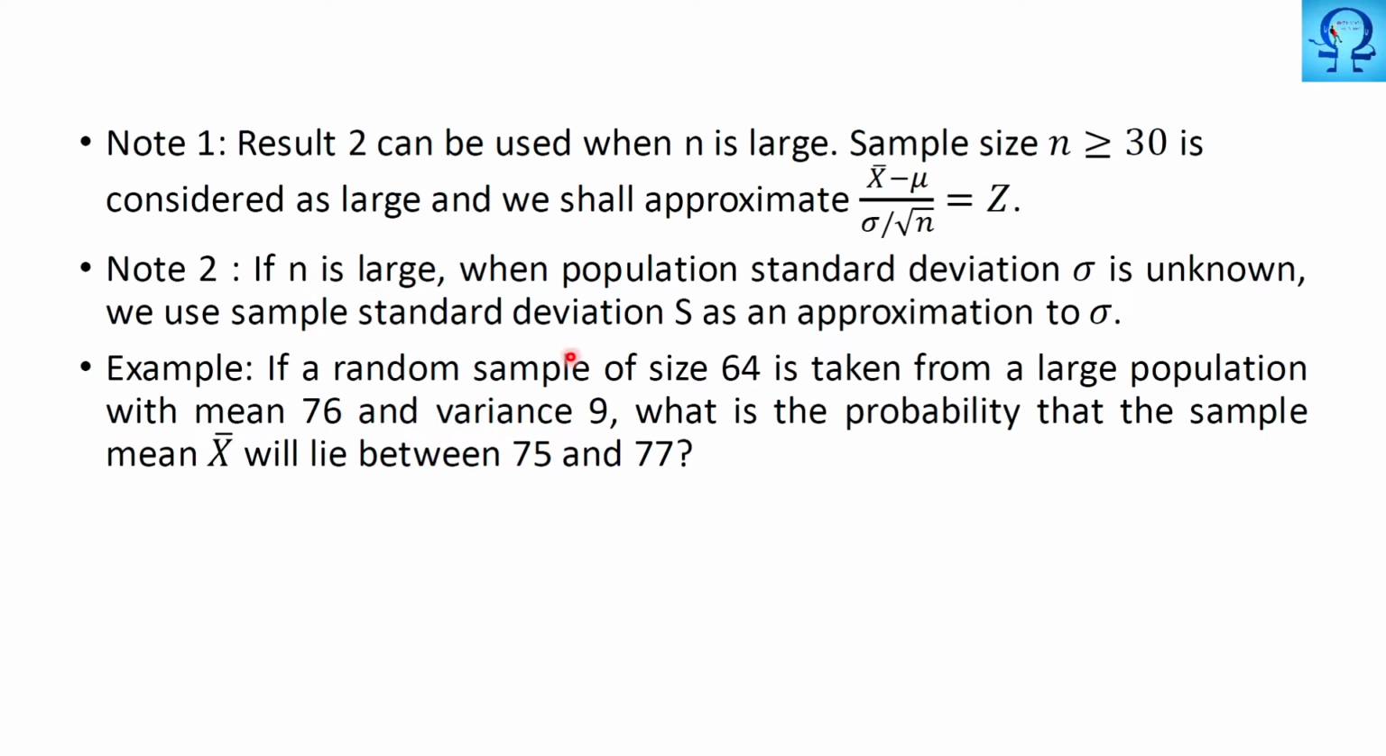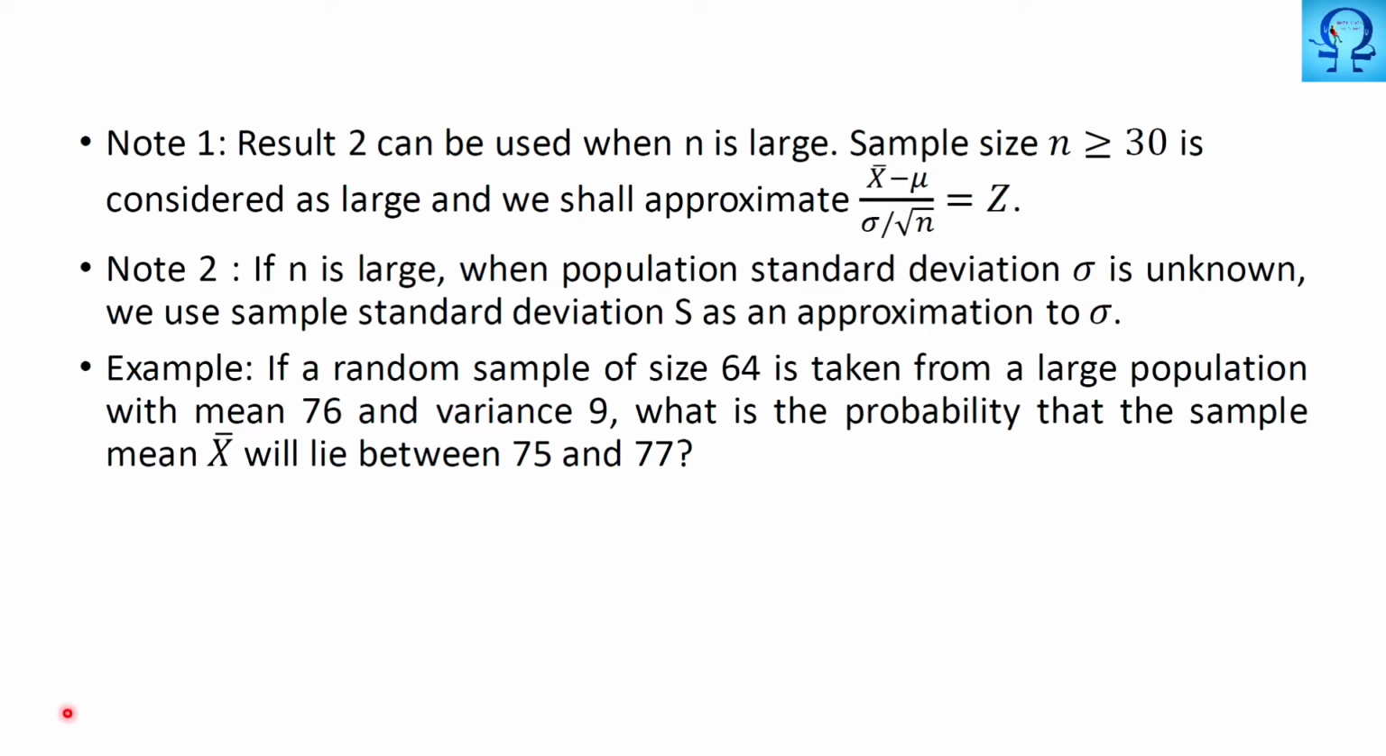So now we have some notes based on it. This result, the conversion to standard normal variate, can be used when n is large, that is when your sample size is greater than or equal to 30. If n is large and the population standard deviation sigma is unknown, we can use the sample standard deviation as an approximation to sigma.